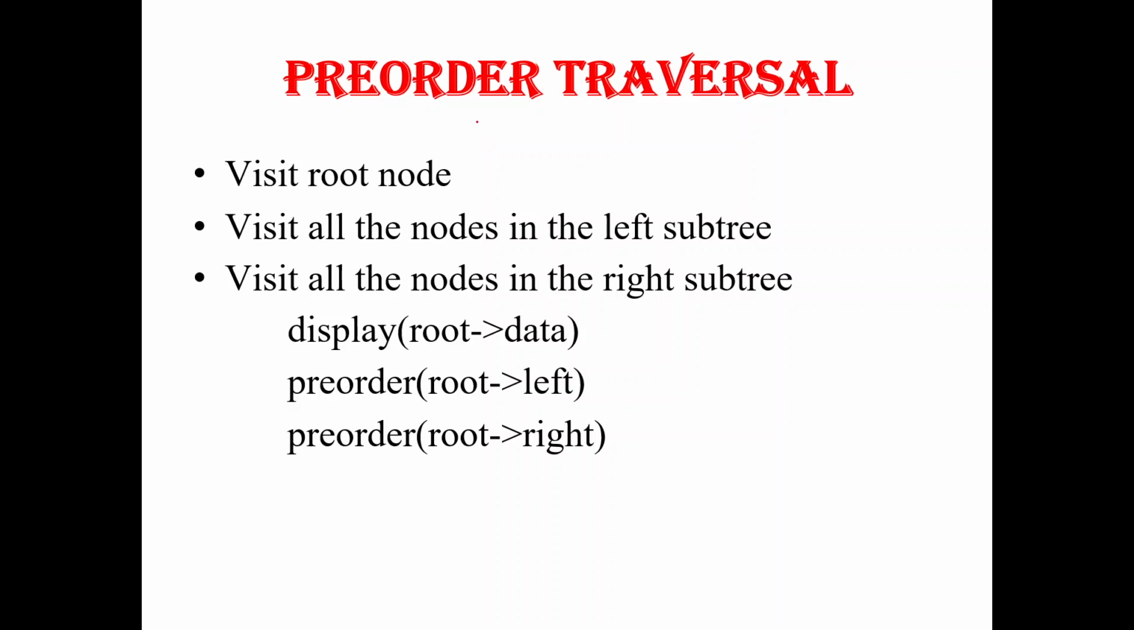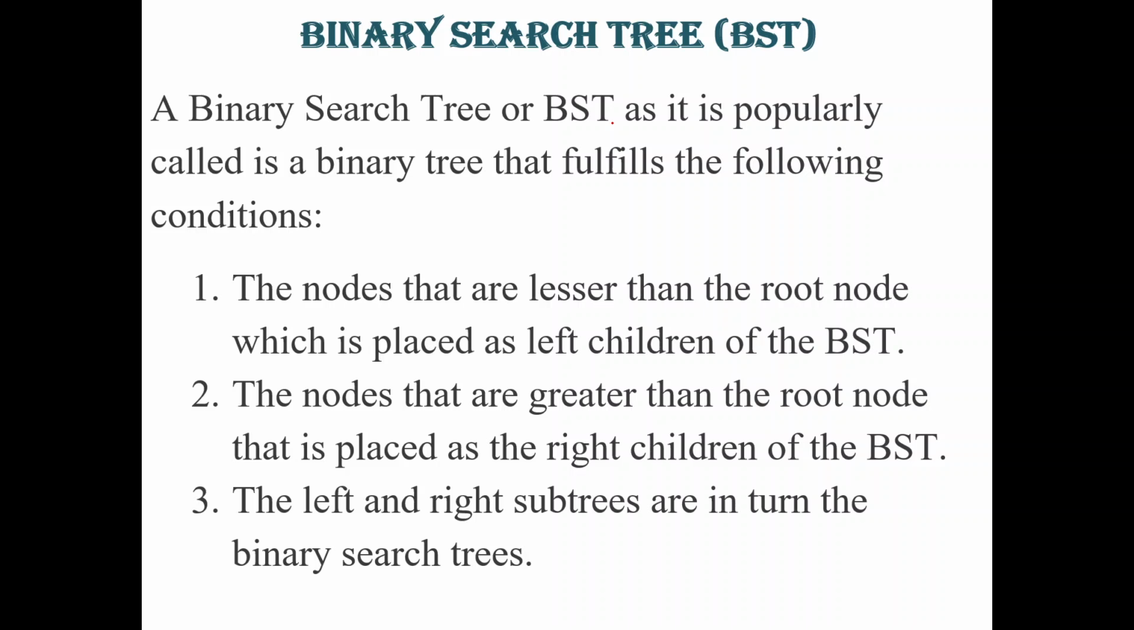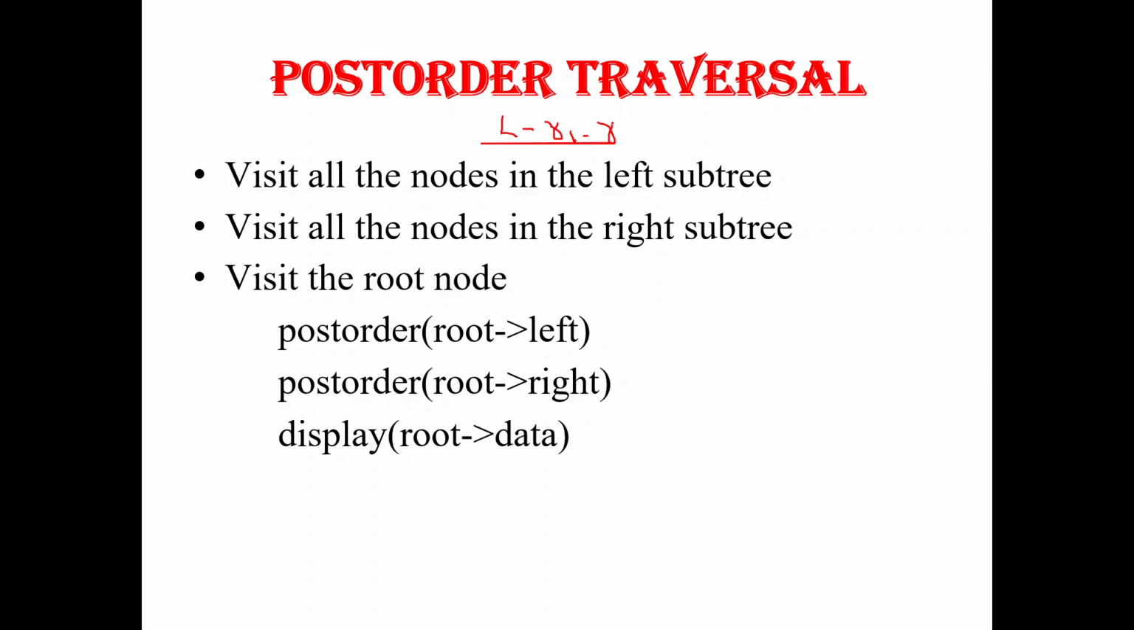Then what is pre-order? First we go to the root node, then the left subtree, then the right subtree. So this is a pre-order traversal. Then what is post-order? As I told you, in post-order the root is going to be at the last. So left subtree first, right subtree next, then root node. So this is all about traversal. These are the ways we can traverse a tree: in-order, pre-order, post-order.